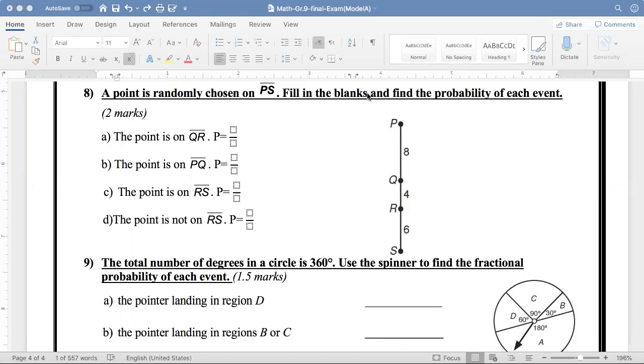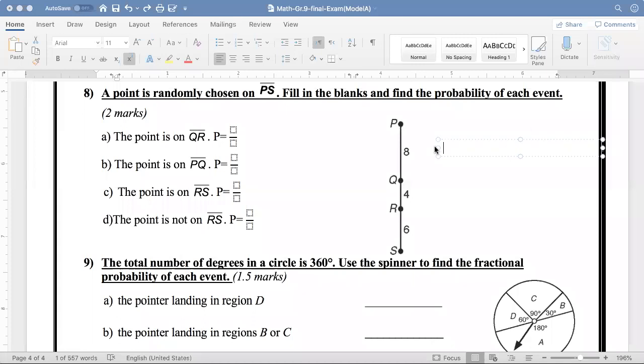Before doing anything, I have to calculate all the length, the total of PS. Why? Because I will use it. To find a probability of any point on PS, I must know the total of PS. This is the direct step I must do to find PS, the total. So PS is equal to what?